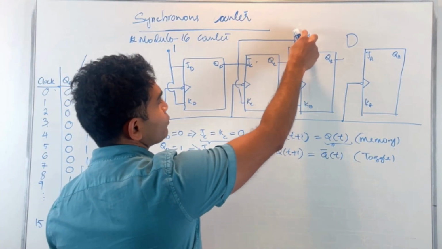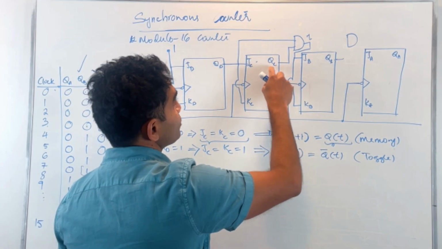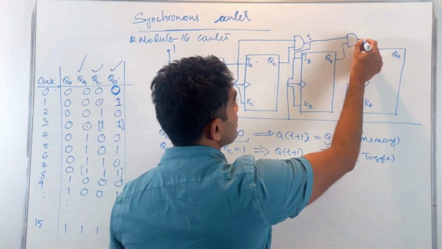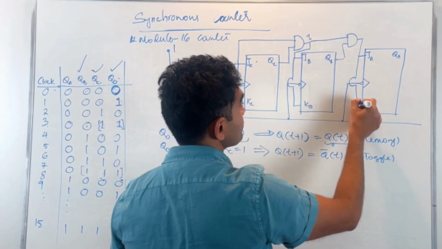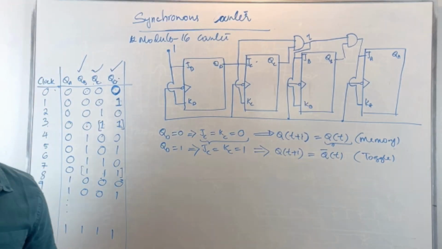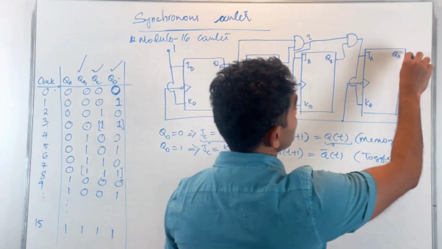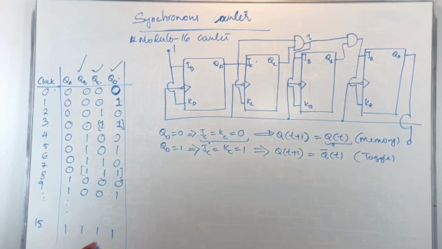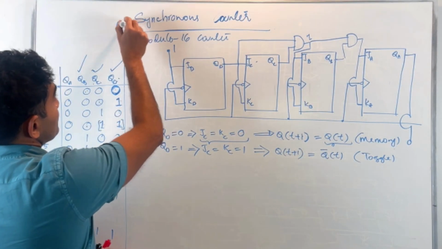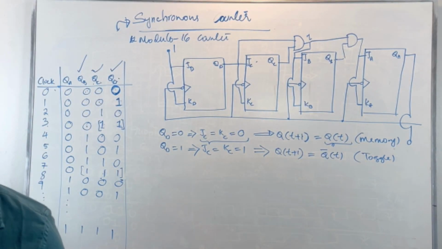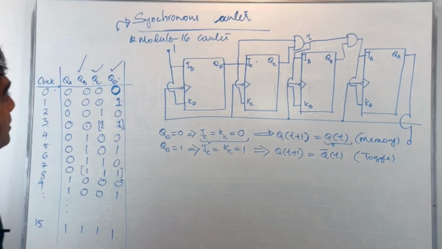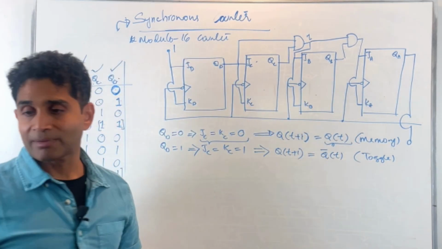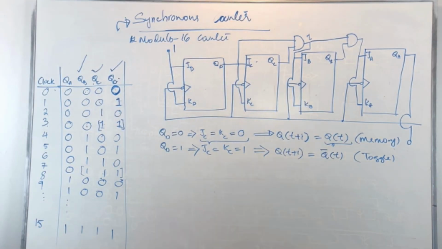I already have an AND gate between QD and QC. I'll just apply another AND gate here and output that value to JA and KA. And then that gives me my QA. So this is an example of how you can have a synchronous counter. The ripple counter can also be called an asynchronous counter. This is a synchronous counter because every stage is synchronized with the master clock. That's why it's called a synchronous counter.